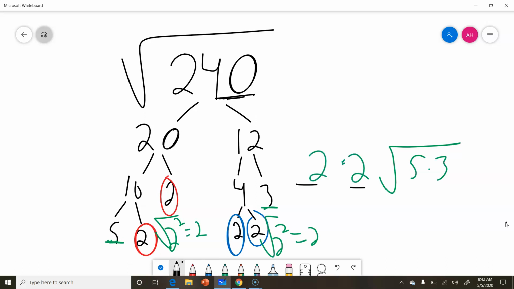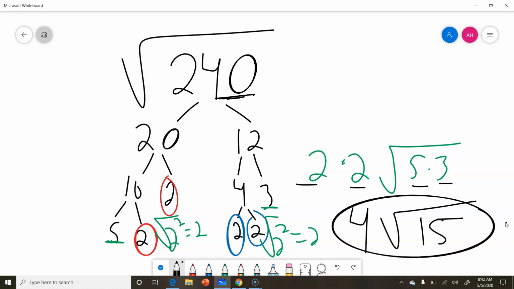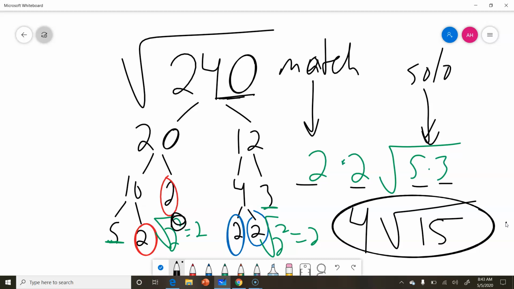So what is 2 times 2? Well, that's 4. What's 5 times 3? That's 15. So my answer is 4 times the square root of 15. So whatever does not have a match goes inside the square root sign. Whatever does have a squared match comes on the outside. Okay, so I'm going to write match. I'm going to write solo, right? If he's solo, he goes inside. If he has a match, he goes on the outside.